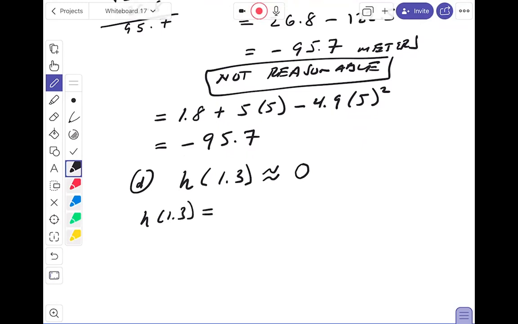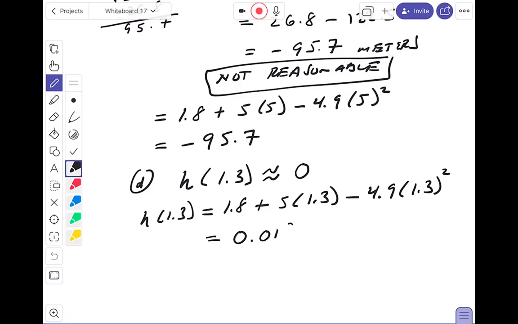And what's this going to be? Well, 1.8 plus 5 times 1.3 minus 4.9 times 1.3 squared. Now, I'm not saying you can't do this by hand arithmetic. I'm just claiming that I want to take my calculator and do it. And what's that going to be? 1.8 plus 5 times 1.3 minus 4.9 times 1.3 squared. And what do you get? You get this over here, 0.019 meters. I hope you realize that that's very close to being 0. All right, so we do what we're supposed to show.